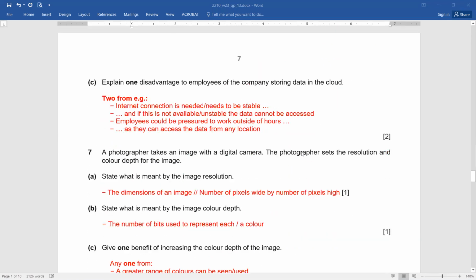Part C. Explain one disadvantage to employees of the company storing data in the cloud. To the employees. For example, an internet connection is needed, which means the connection needs to be stable. If it is not available, or the connection is unstable, then definitely you cannot access the data at all.